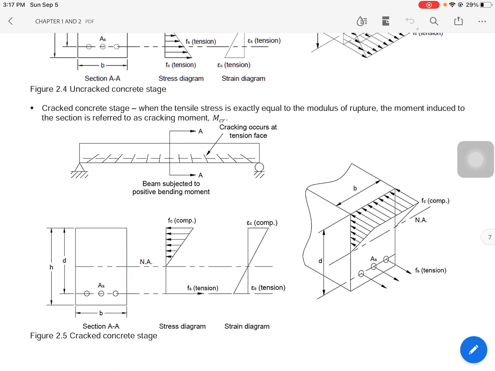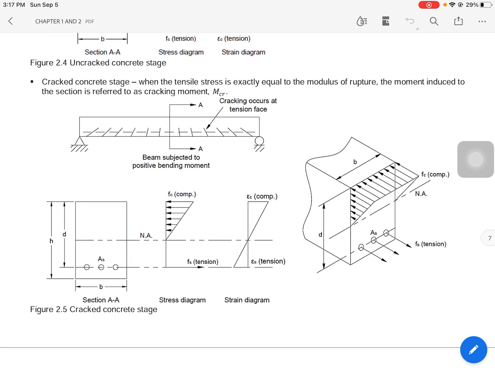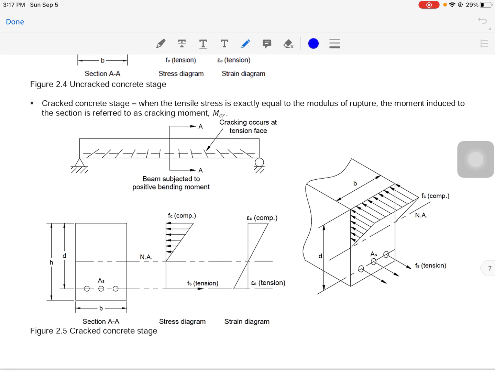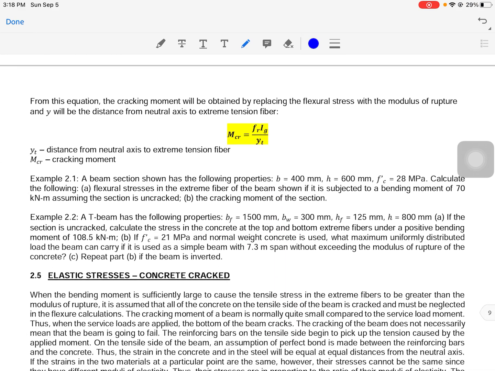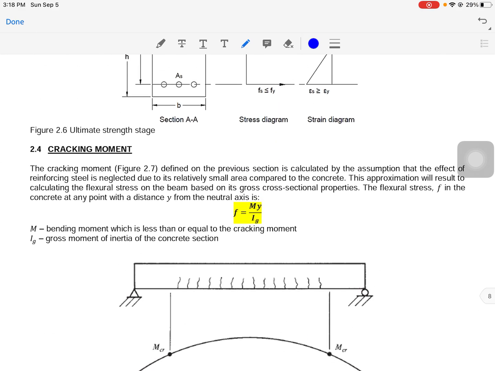Definitely, from the previous examples that we have, as you noticed, this one here, we have a large area. The area of concrete, which is B times H, is way greater than the area of As. So this approximation will result in calculating the flexural stress on the beam based on its gross area properties.